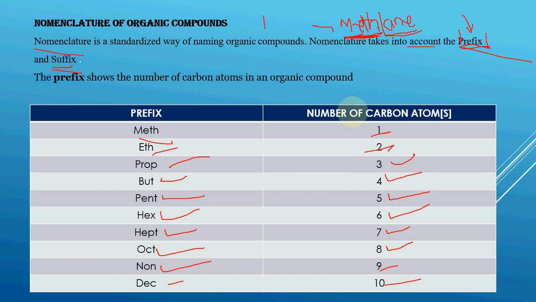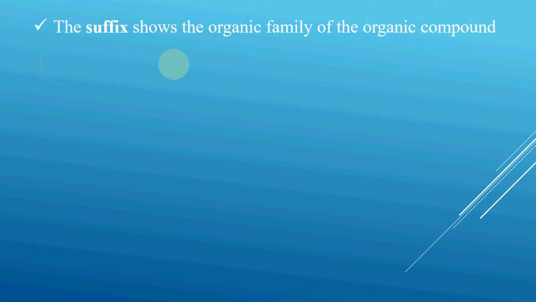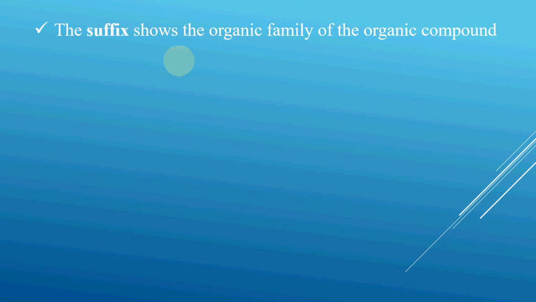Okay, so let's now try to observe the last part of the name, the suffix. For this one, it gives us very important information again, because it tells me about the homologous series. It tells me about the family of the organic compound given. In which family is it coming from? In which homologous series is this particular organic compound coming from? So this is what this suffix gives.